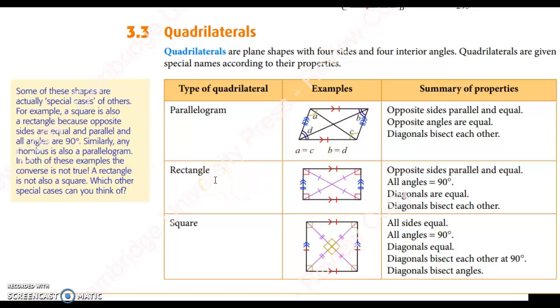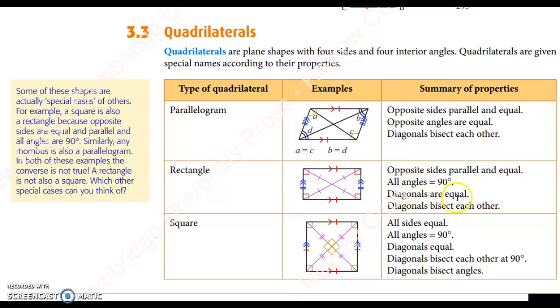Then about the rectangle. The rectangle is a special kind of parallelogram. It has the same properties as a parallelogram, but in a rectangle they have special angles, which are 90-degree angles. So the first one is opposite sides parallel and equal, the same as the parallelogram. All angles are 90 degrees. This is the special property of the rectangle.